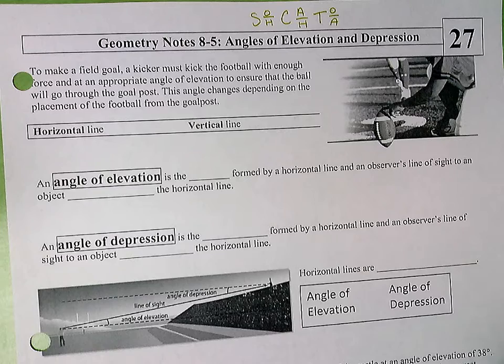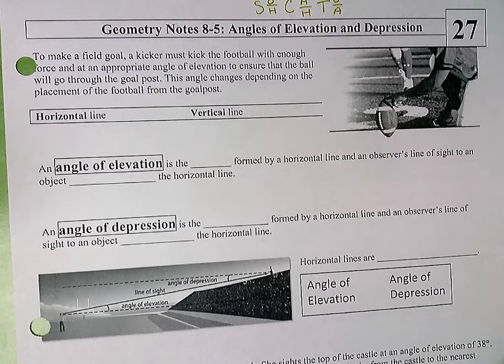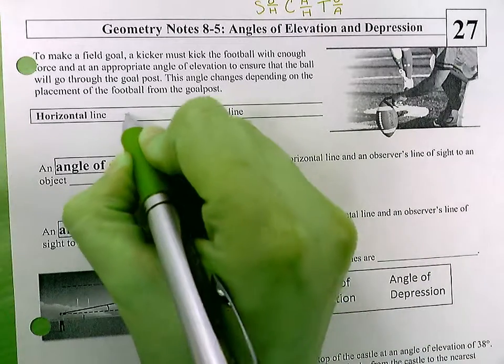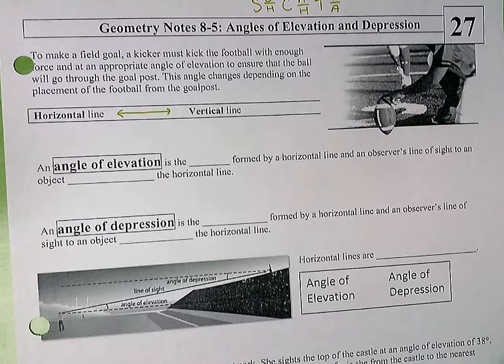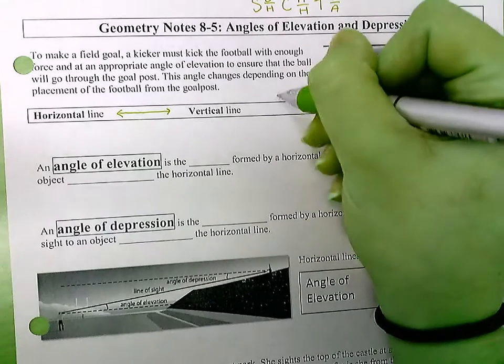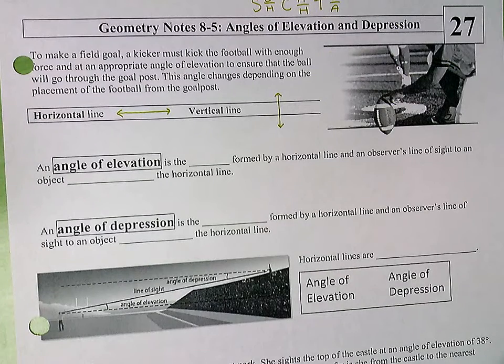Before we get started, we're going to talk about horizontal and vertical. If you forgot, horizontal lines go this way. Vertical lines go up and down. If it asks you to find the horizontal distance, that's that straight line left and right. If it asks you to find the vertical distance, that's that line going up and down.